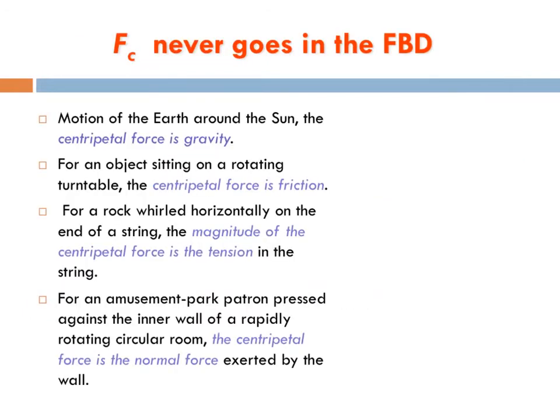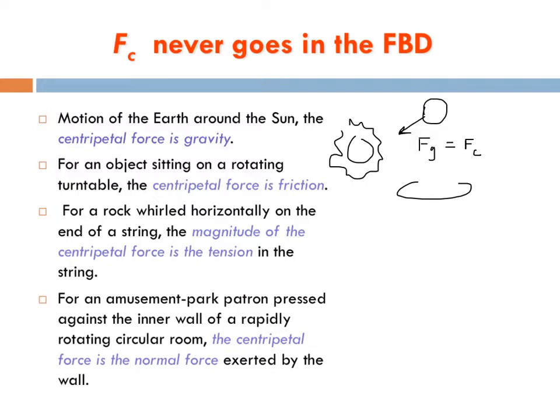For this section, you're still going to be drawing free body diagrams, but remember that the centripetal force is not a unique force. It comes from other forces. When you have the Earth going around the sun, the force that makes it constantly move in orbit is going to be your gravitational force. So in this case, your gravitational force would be your centripetal force. For an object sitting on a rotating turntable, the centripetal force is friction.